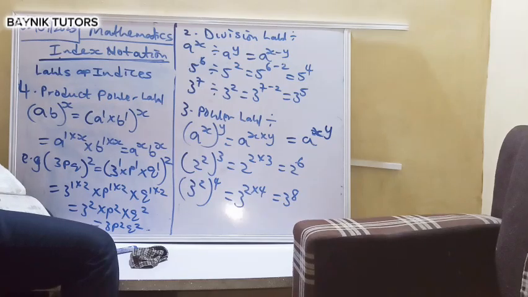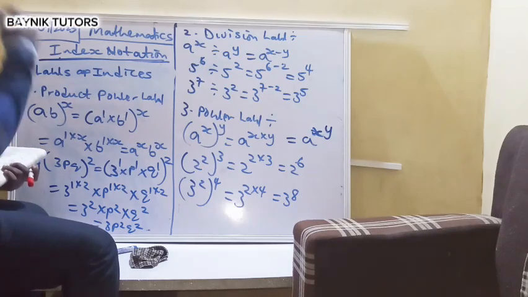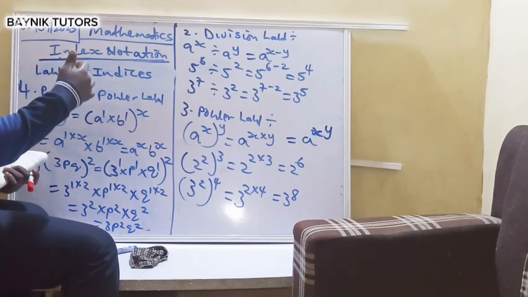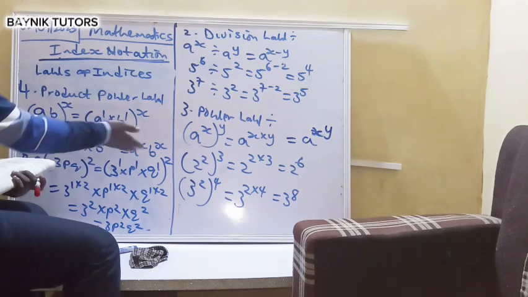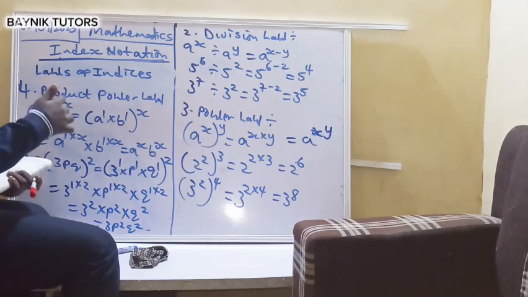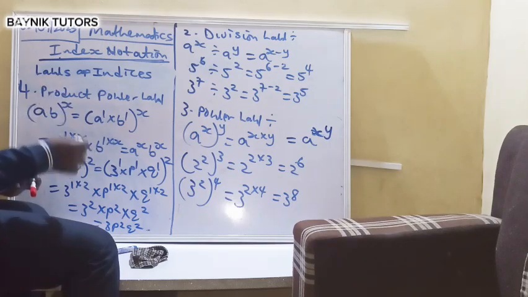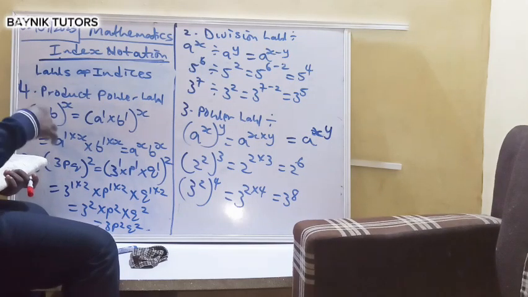So the zero index law. For the zero index law, just as we stated there, we multiply the powers, but for the zero index law, anything raised to zero is one. That's what the law says. Even 1,000,000 raised to zero will still be one. A raised to zero is one.